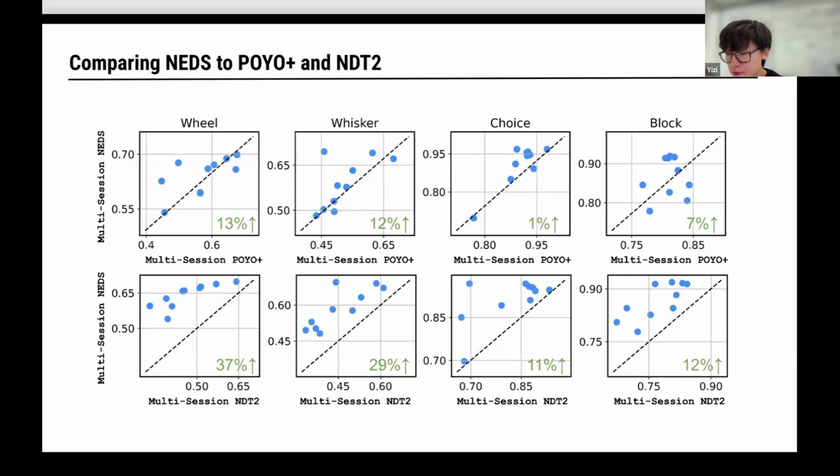And we evaluated the fine-tuning performance of NEDS, POYO+, and NDT2 on the 10 held-out animals after pre-training on data from 73 animals. And we found that NEDS outperforms POYO+ and NDT2 on IBL data across all the decoding tasks. And importantly, NEDS is also able to perform neural encoding, unlike the other methods.